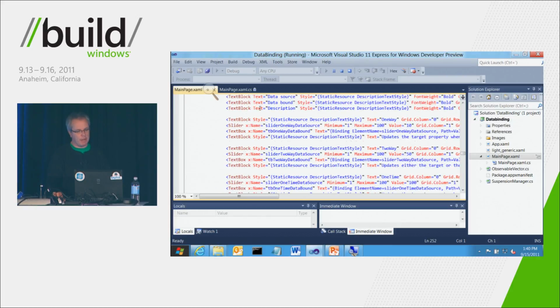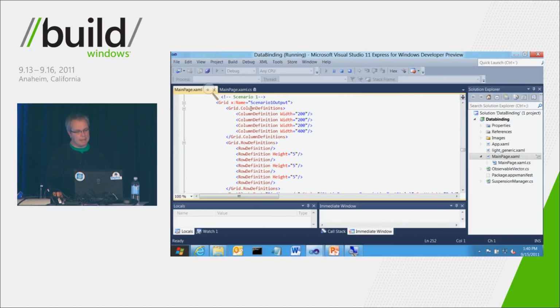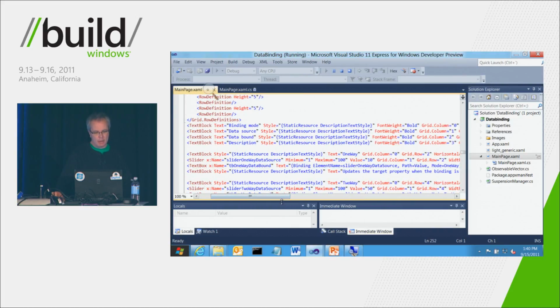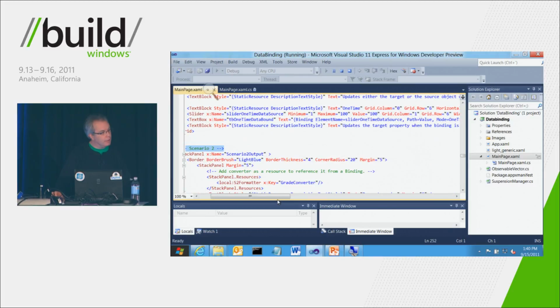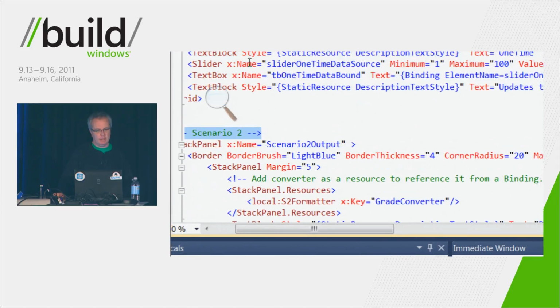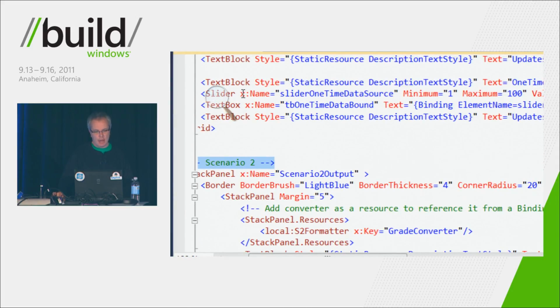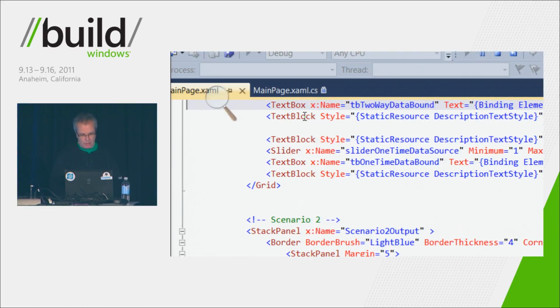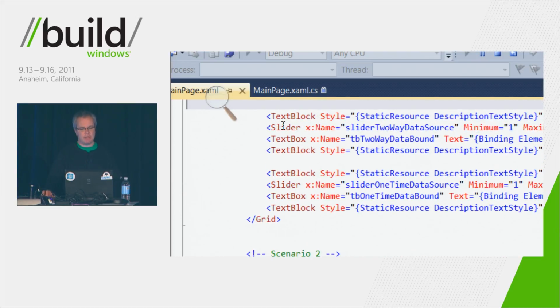So if I look at the scenario 1 output, I can see my XAML, and I can see how my binding worked. So if I just give a quick example of the two-way one, can you see that? Let me zoom in. So if I take a look at the two-way, you can see here I have my slider. Oh, that was the one-time, sorry. So I have the slider that you saw. That was the data source for the text box.